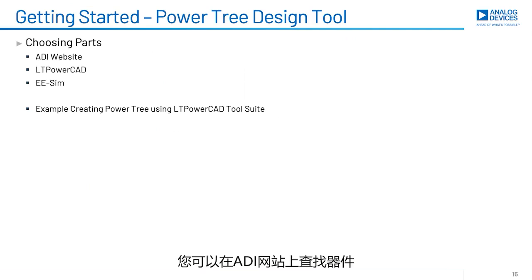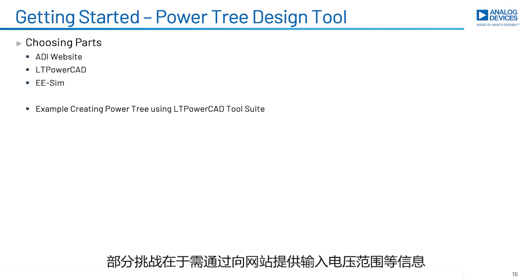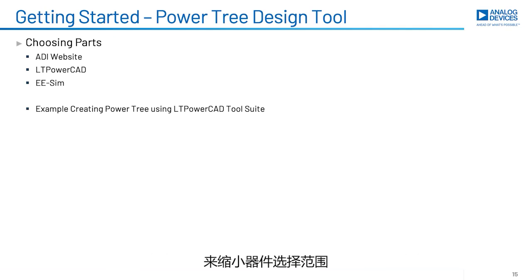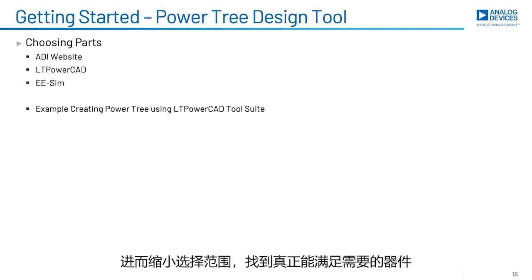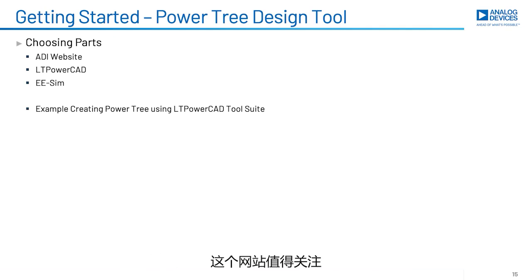You can look for parts on the ADI website. That's one place to look. There's all kinds of selection tables on the ADI website under the power management section. There are thousands and thousands of parts. So part of the challenge there will be to narrow down the list of parts by giving the website information like the input voltage range. How much output current do you need? You can enter some of that information into the search columns and narrow down the list to parts that can actually do what is needed. So that's one place to look.